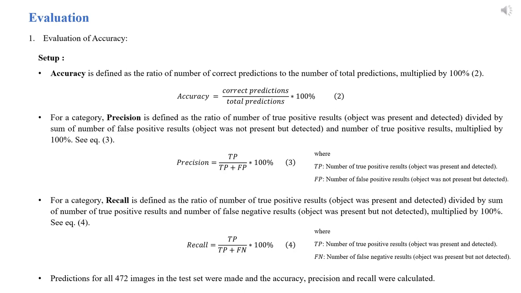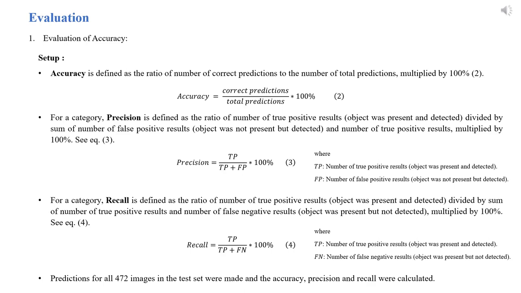Precision is defined as the ratio of the number of true positive results divided by the combined sum of the number of false positive results and the number of true positive results. Recall is defined as the ratio of number of true positive results divided by the combined sum of the number of true positive results and the number of false negative results. 472 images present in the test dataset were used to calculate these parameters.